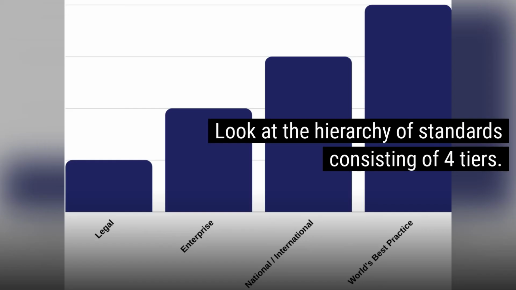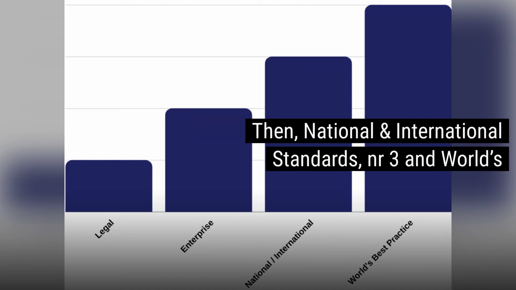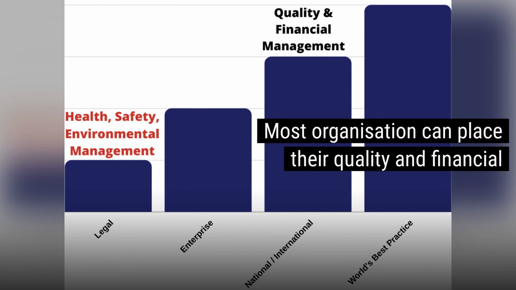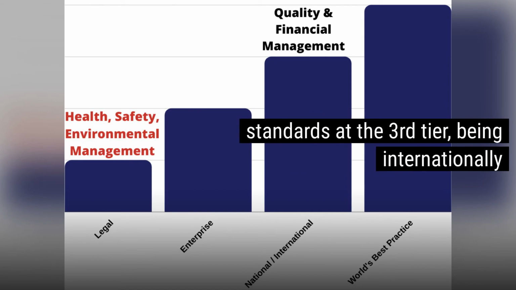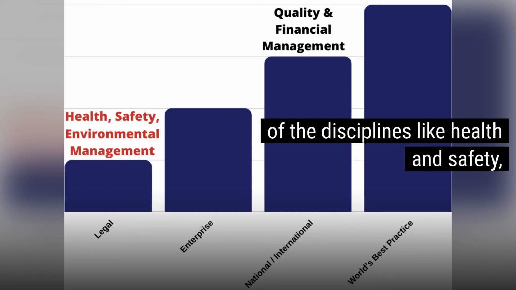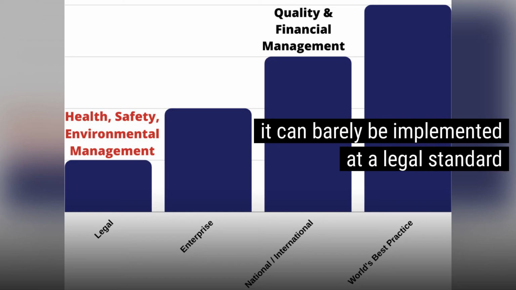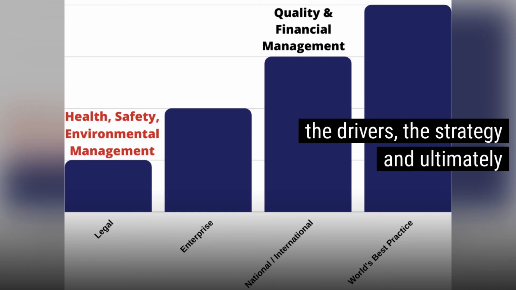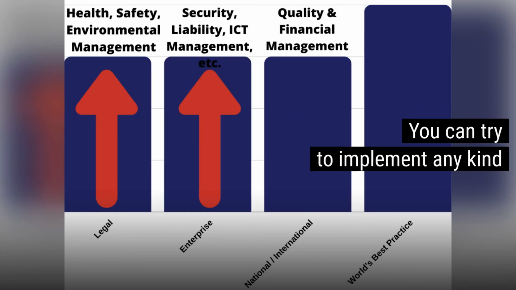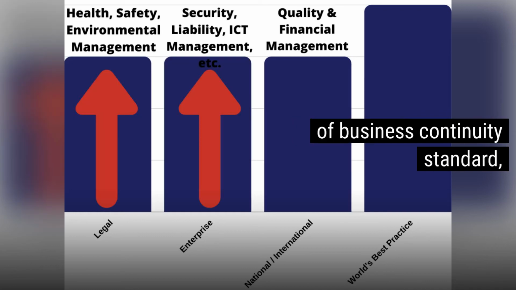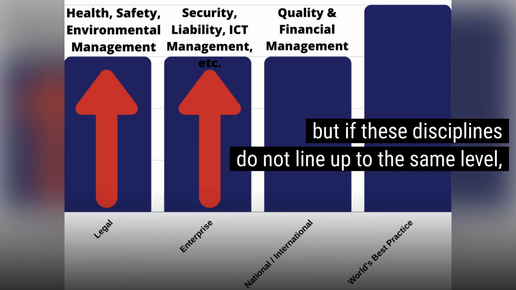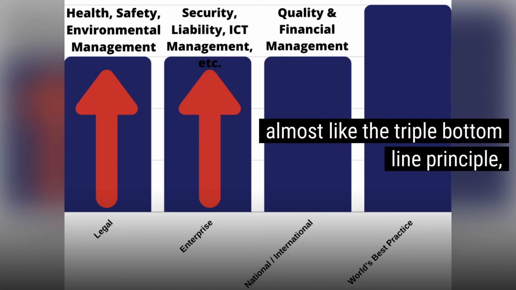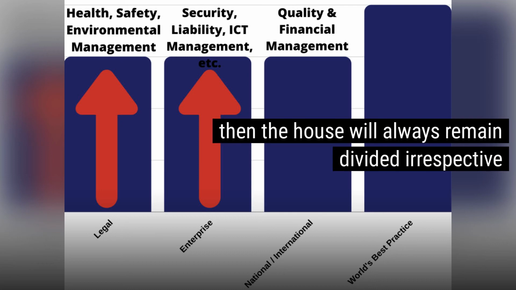Here's an example. Let's look at the hierarchy of standards, consisting of 4 tiers. Firstly, legal standards, enterprise and corporate standards number 2, then national and international standards number 3, and world's best practices number 4. Most organizations can place their quality and financial standards at the 3rd tier, being internationally recognized. However, when you look at the rest of the disciplines like health and safety, it can barely be implemented at the legal standard. This tells you something about the budget, the drivers, the strategy, and ultimately the resilience or viability of the business. You can try to implement any kind of business continuity standard, but if these disciplines do not line up to the same level, almost like the triple bottom line principle, then the house will always remain divided, irrespective of the business strategy.